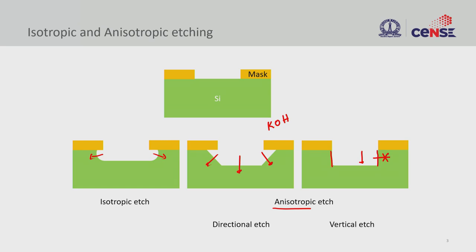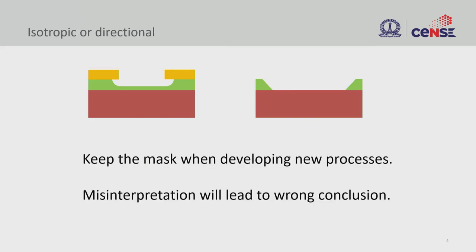So when you talk about anisotropic, we have to be very clear about the process. Is it directional or is it vertical etch? Directional need not be vertical only. So when you are talking about anisotropic etch, you should consider whether you are talking about directional or vertical.